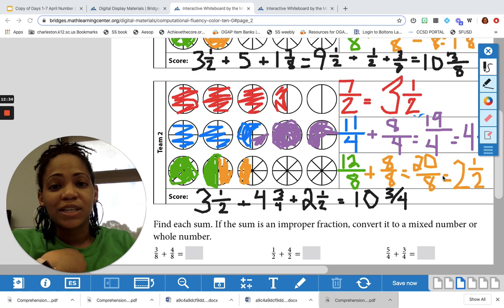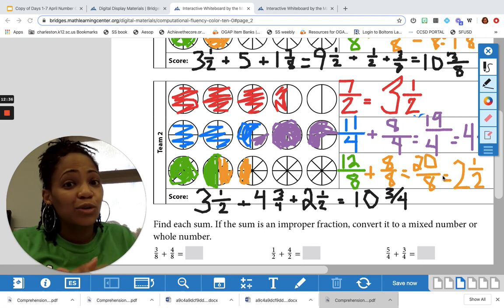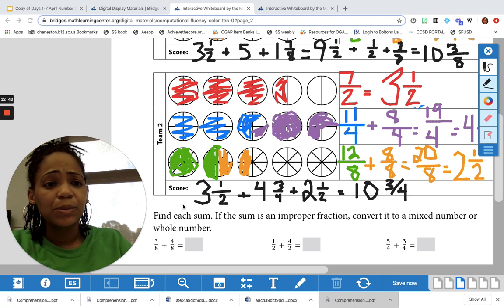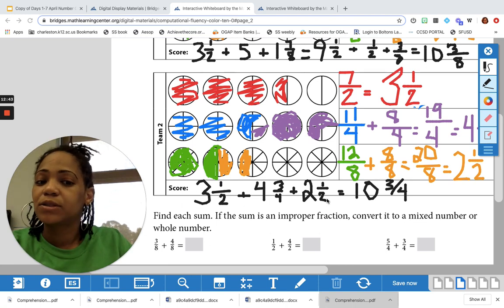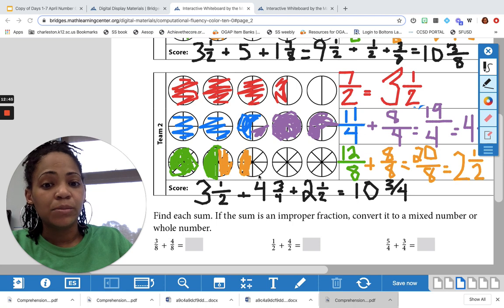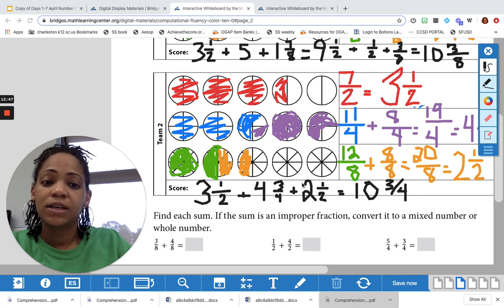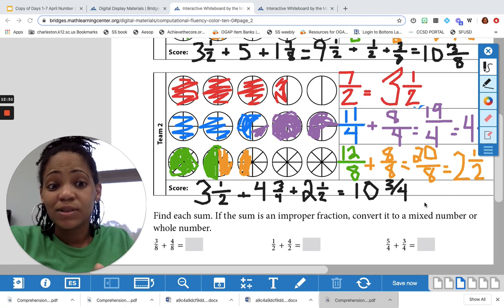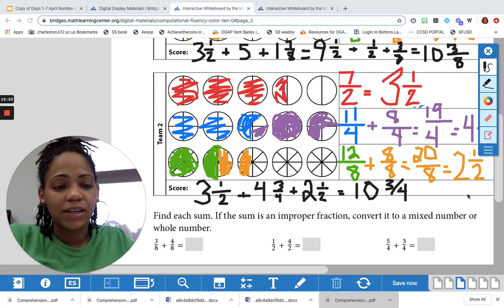If you colored yours in like I did, and if you did it differently, then you may have a different score. But if you did it like me, then it would be 3.5 plus 4 3/4 plus 2.5, which my whole numbers, 4 plus 3 is 7, plus 2 is 9, and then I have 2 halves, which we know is a whole, so that's 10, and then 3/4 left over.